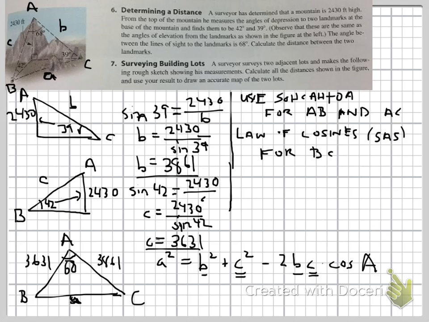I went ahead and did all the calculations. I found that A is 4194 feet. And that's how far your landmarks are separated by.